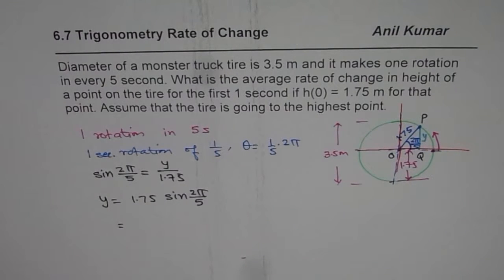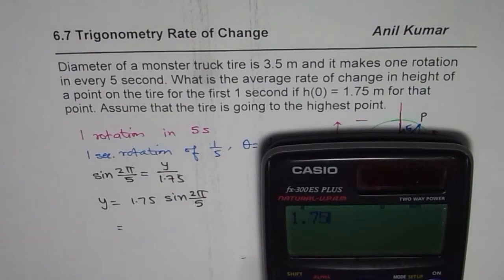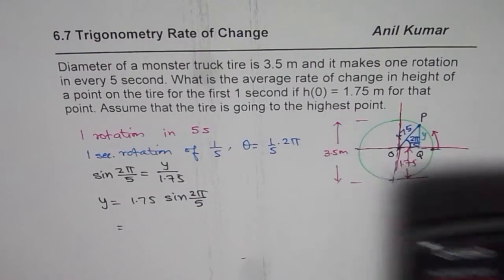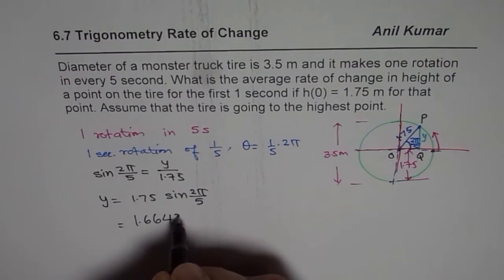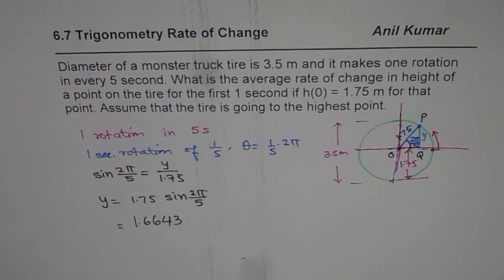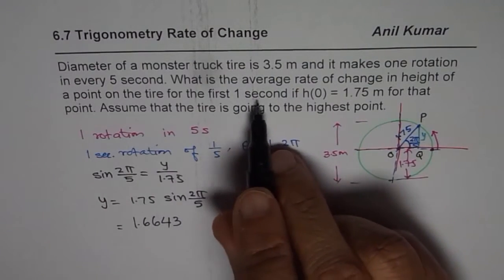Let me use the calculator to calculate this answer. We get 1.75 times sine of, within brackets, 2 times pi divided by 5, bracket close, equals 1.6643. So that is the y value of this point. Now we know the time difference between these 2 points is 1 unit.